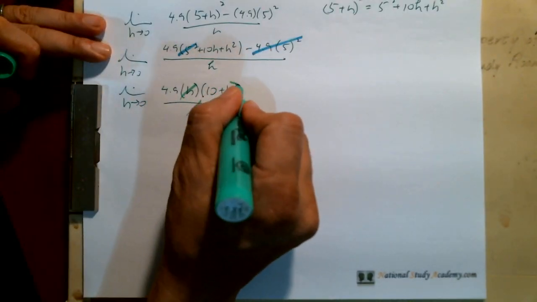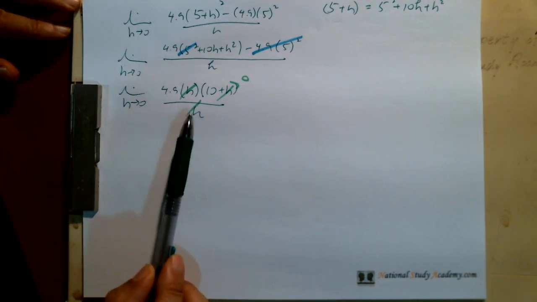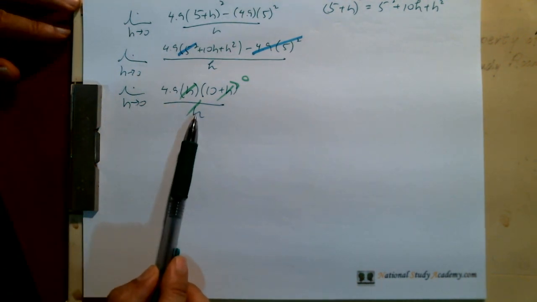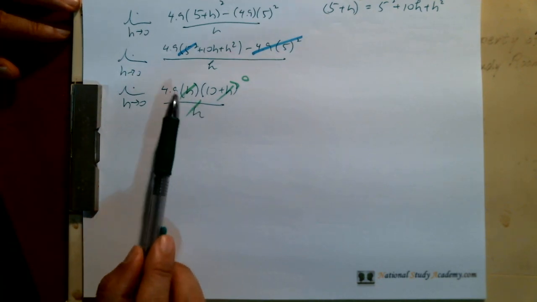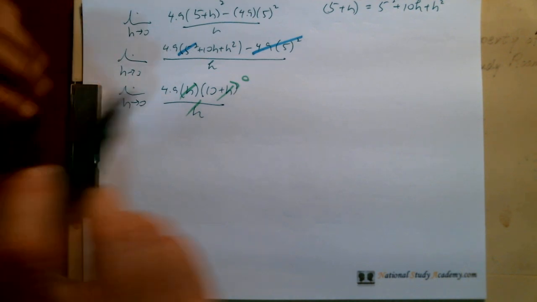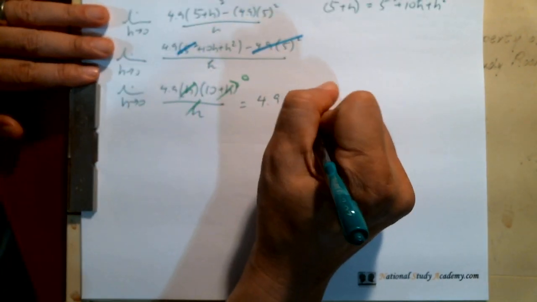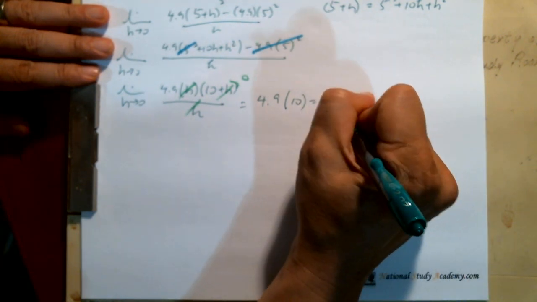Now you can plug in 0 at this stage. You couldn't plug in 0 before because it would be division by 0. As soon as we canceled it, the limit does exist now. It becomes 10 plus 0. It's going to be 4.9 times 10, which is equal to 490.